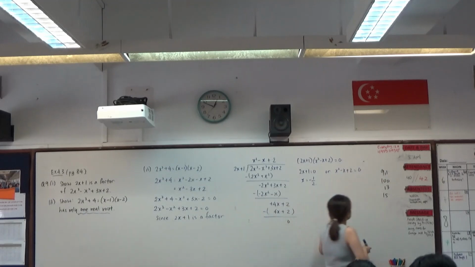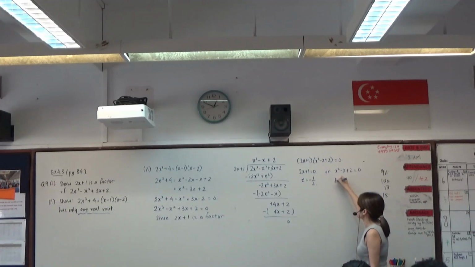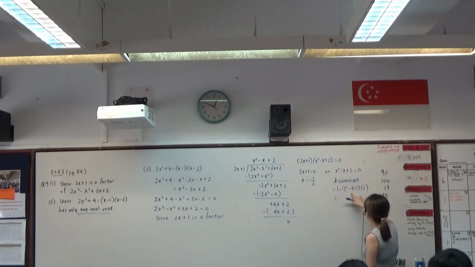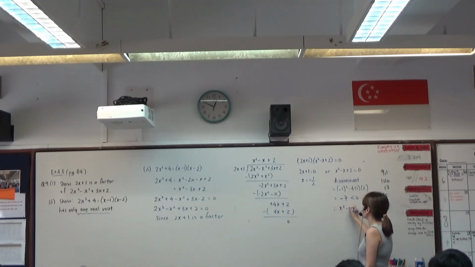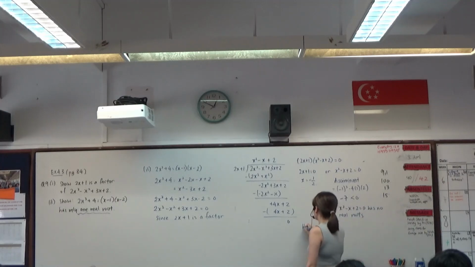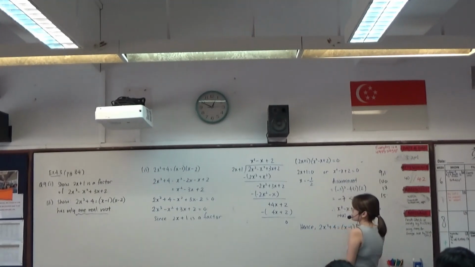Okay, from this one here, you will find that surely there will not be any real roots coming out of it. So you can just use your discriminant, b squared minus 4ac, to see that it is negative. So this is 1 minus 8, negative 7. So less than 0. So therefore, this quadratic equation has no real roots. Hence, this has only one real root.